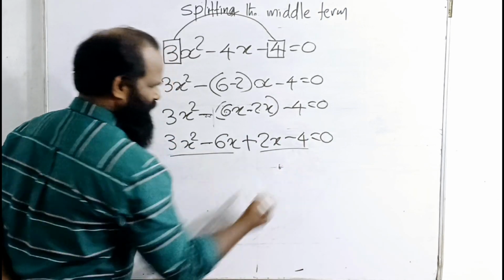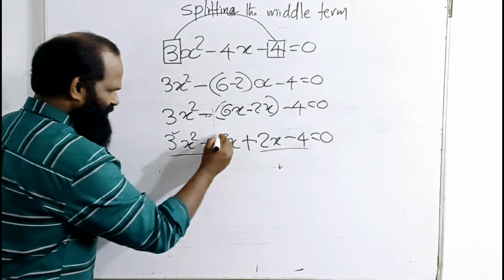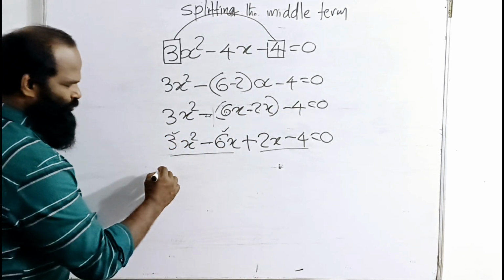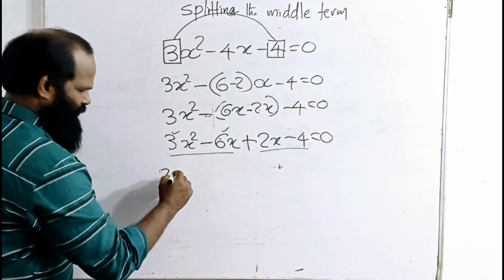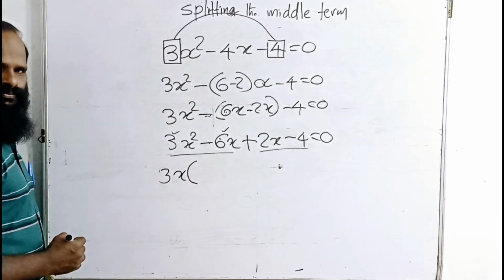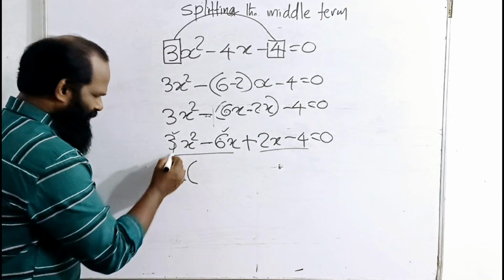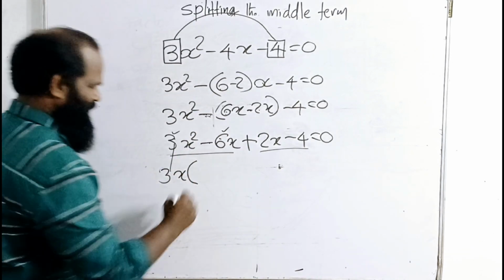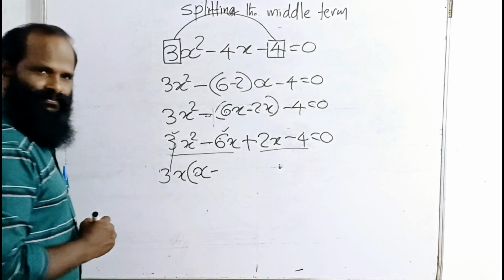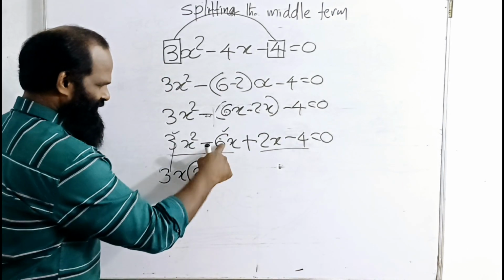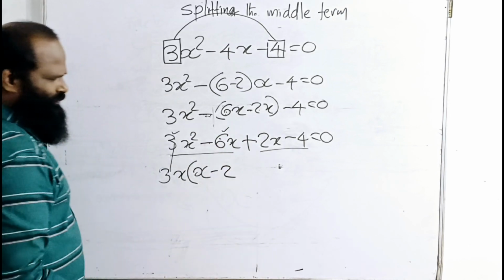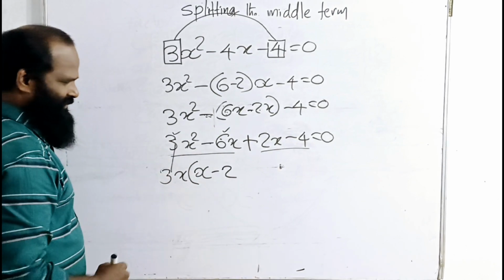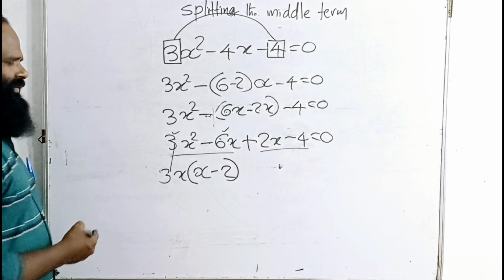First group and second group. 6 and 3, common is 3. X square and x, common is x. 3 is out. No more 3. From x square, 1x is out. 1x is remaining. So 1x minus 3 into what is 6? Into 2. X is there, but that same x is out. No more x. This is the binomial we get.